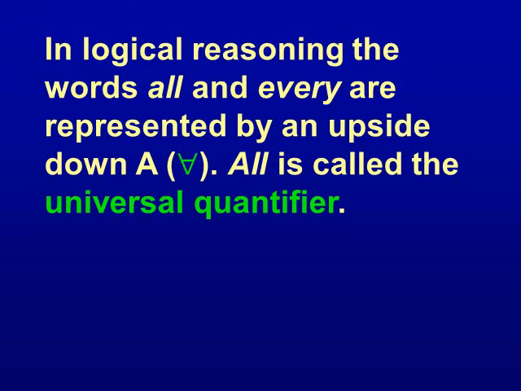So in logical reasoning, the words all and every are represented by an upside down A. All is called a universal quantifier. So if I say all A are B, then that's universal. If I say no A are B, then that's also a universal quantifier. It's just the negative version of it.